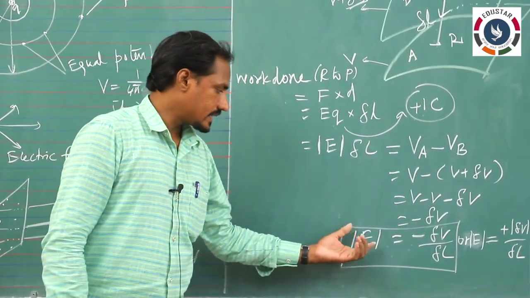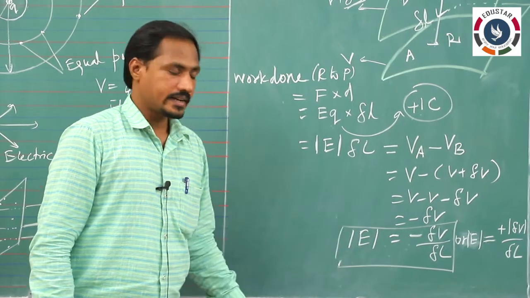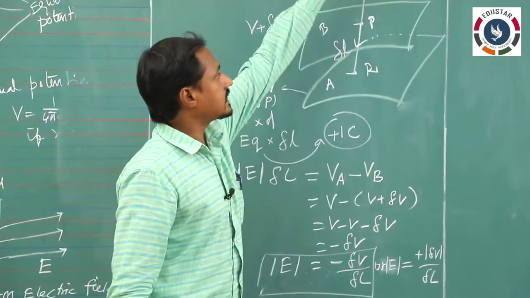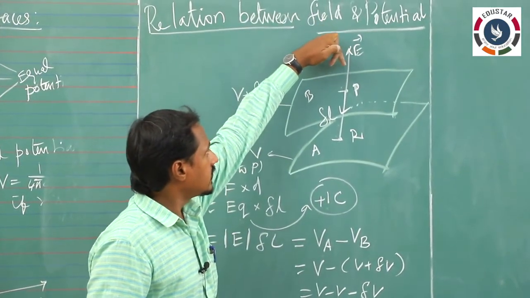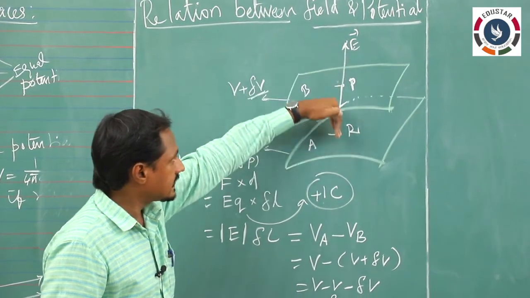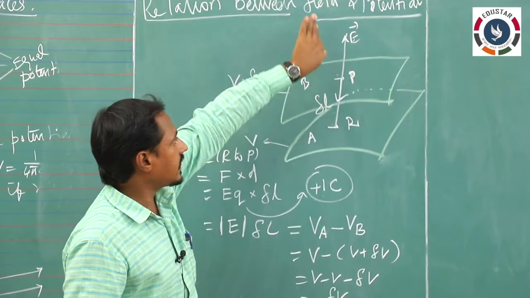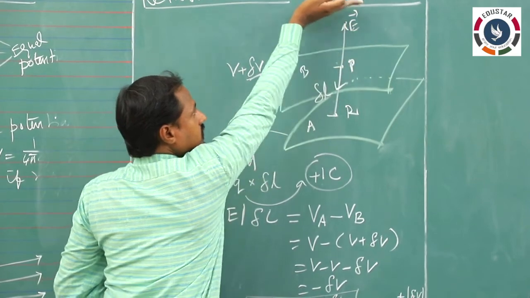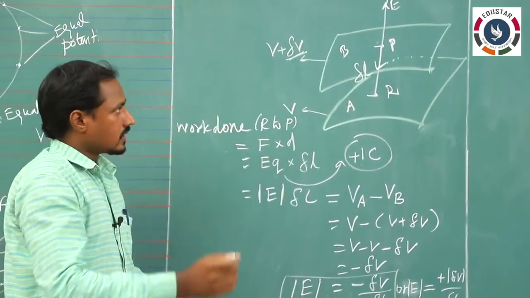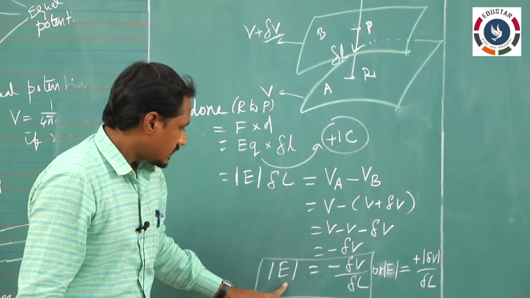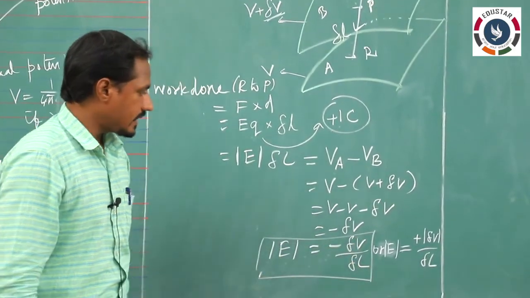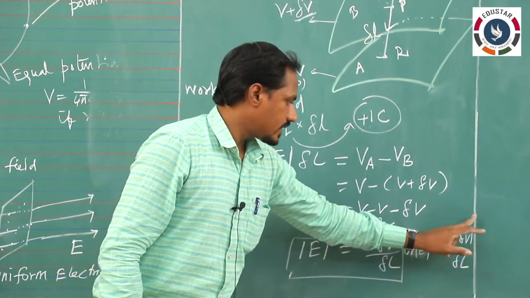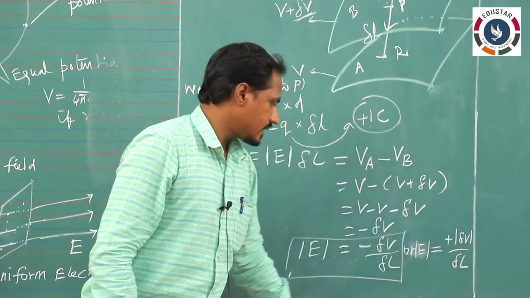Again I am telling, the electric field is equal to the negative potential gradient, which means the electric field is in the direction of decrease in potential. In the direction of the electric field the potential decreases, because here is the higher potential and this is the lower potential. If you move along the electric field, the potential decreases. So, we can write E equal to minus del V by del L, and also modulus of E equal to del V by del L, only considering the magnitude.